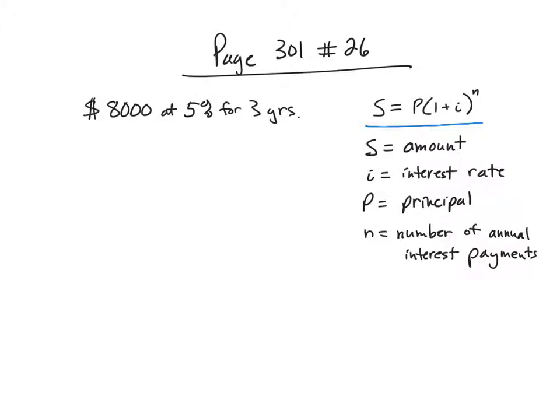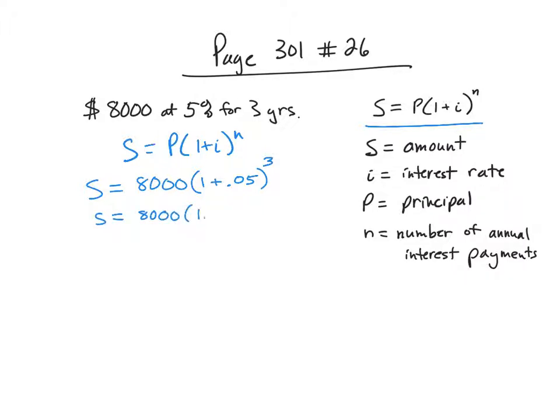So I'm going to take my formula, S equals P, and then 1 plus I raised to the nth. In my particular problem, I'm looking to find the amount, but my principal is 8,000. So I have 1 plus my interest rate, and my interest rate is 5%, so I'm going to write that as 0.05. And then it's 3 years, so that makes 3 annual payments, so that's going to be a 3. I can simplify that a little bit, so I've got 8,000 times 1.05 raised to the third power.